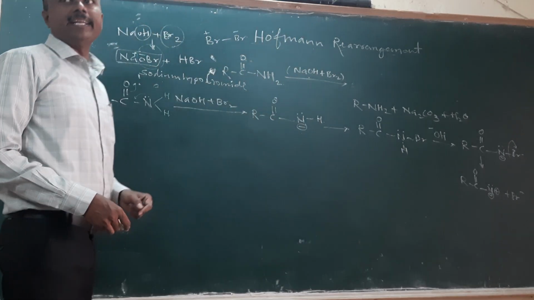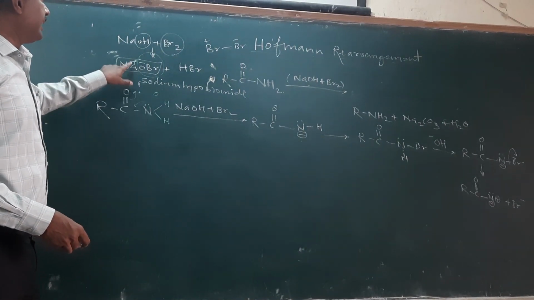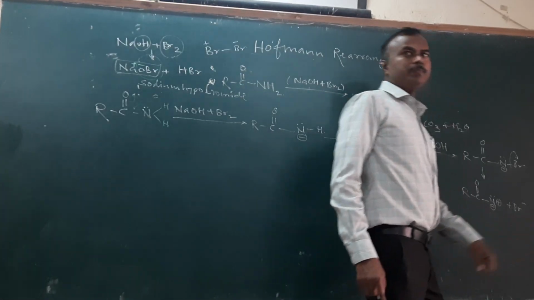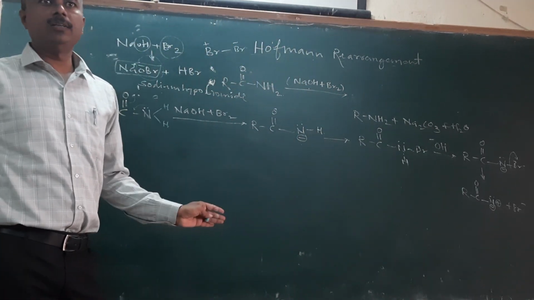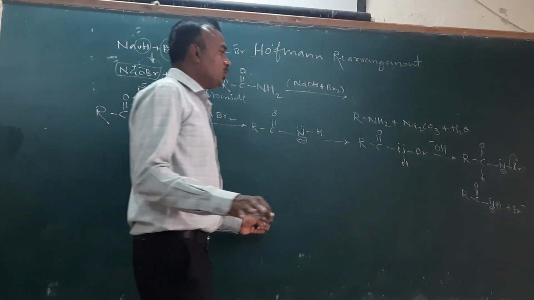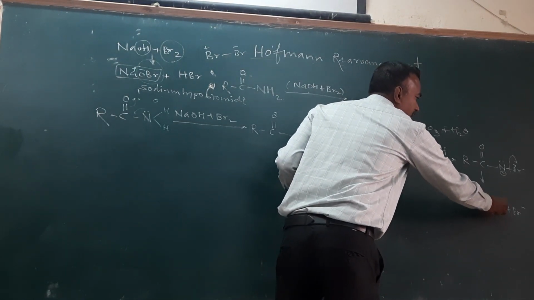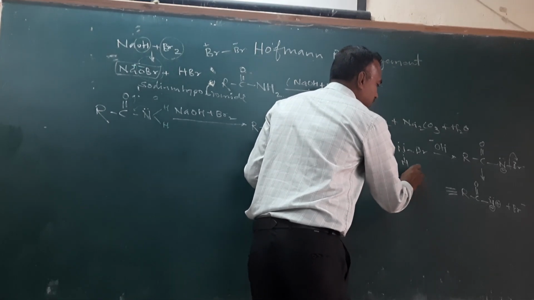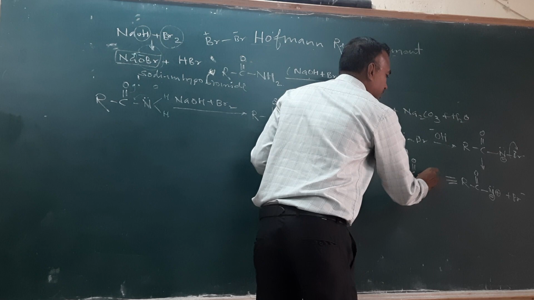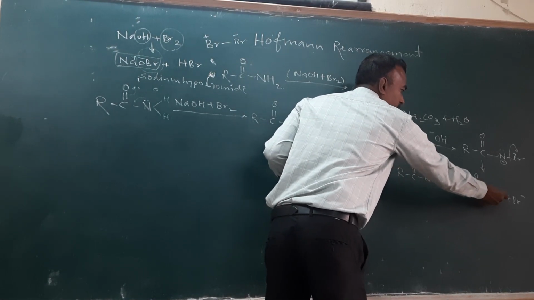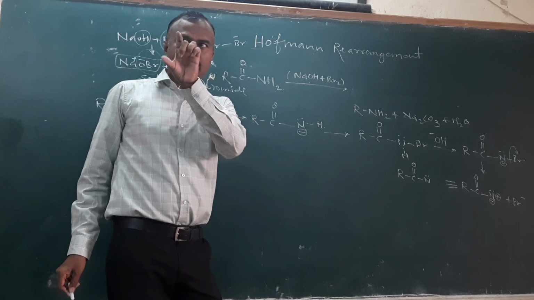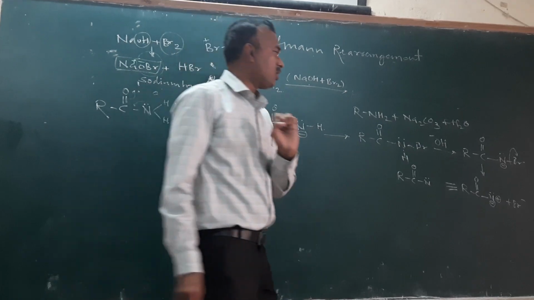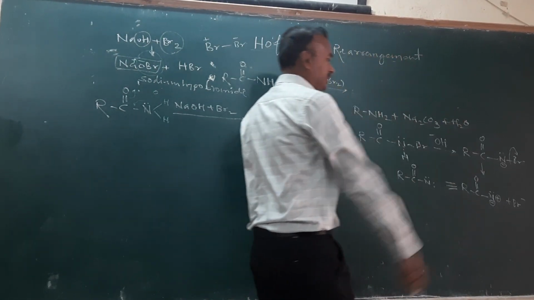Br minus. So this Na plus and this Br minus become NaBr. Is it clear? So now this plus and minus, we can write as R C double bond O N with a pair of electrons. Instead of writing plus minus, what will we write? Two dots mean a pair of electrons. So I can write it like this.